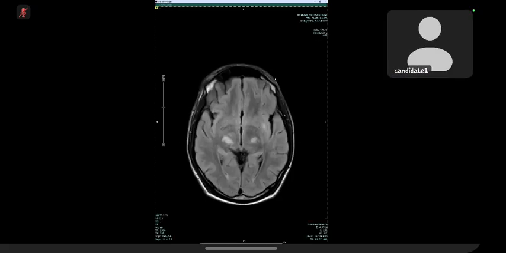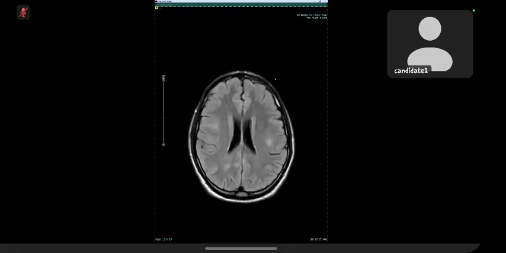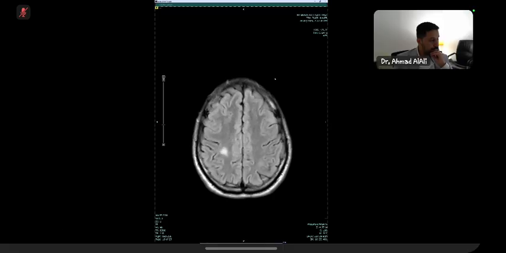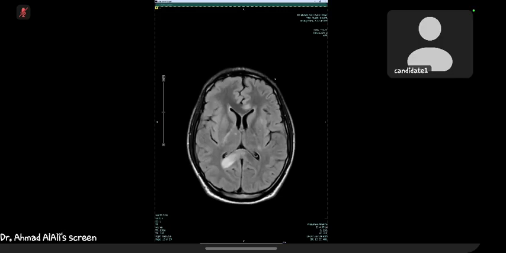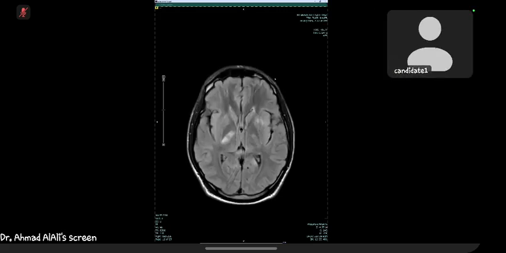In the FLAIR images, similar lesions are seen, but I cannot see typical elliptical periventricular deep white matter changes or any black holes. But there is some involvement of the periventricular white matter on the right side, and some areas on the left side as well, and a right thalamocapsular lesion as well.